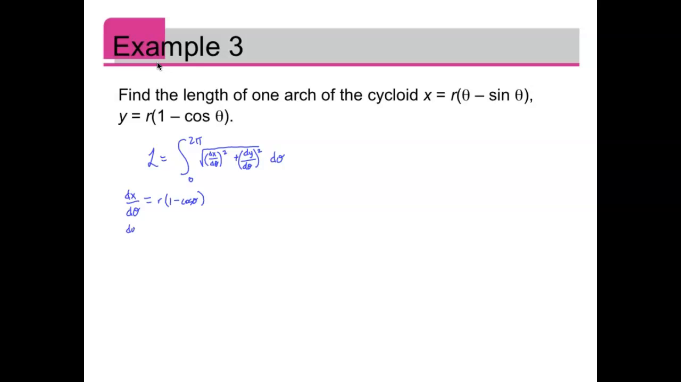And then dy d theta. R is a constant multiple, I should say, so it just sticks there. The derivative of 1 is 0. The derivative of cosine is negative sine, so I would have negative negative sine, or positive sine. So it's just r sine theta.